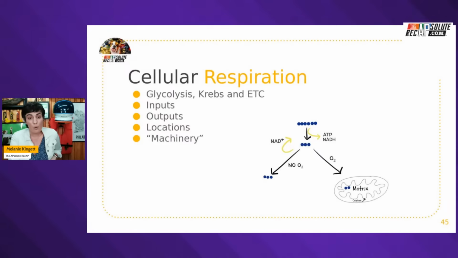But the goal is not to make ATP. There's actually no ATP made in the fermentation pathway. It's just going to regenerate NAD+. Right? So we formed NADH. We need to reform NAD+. And so fermentation pathways just allow glycolysis to occur again.